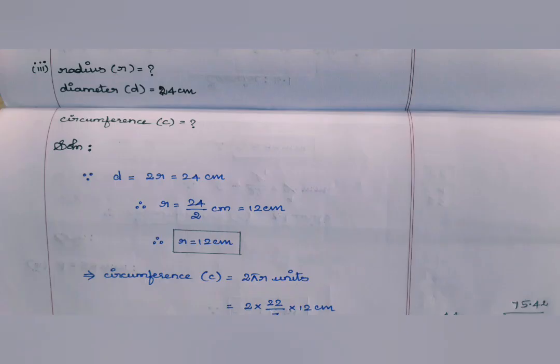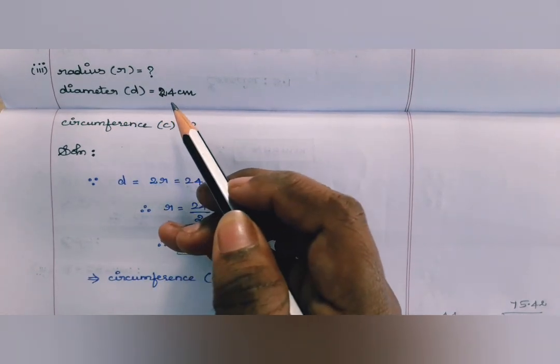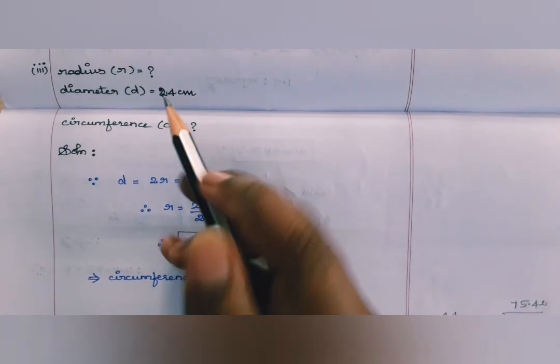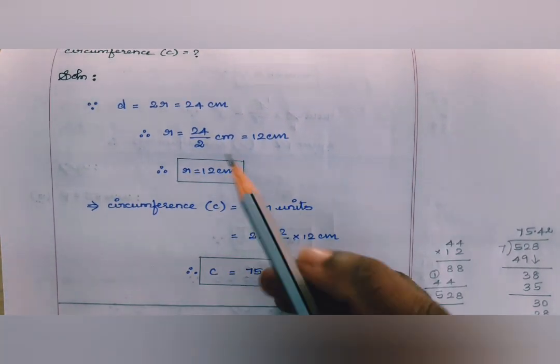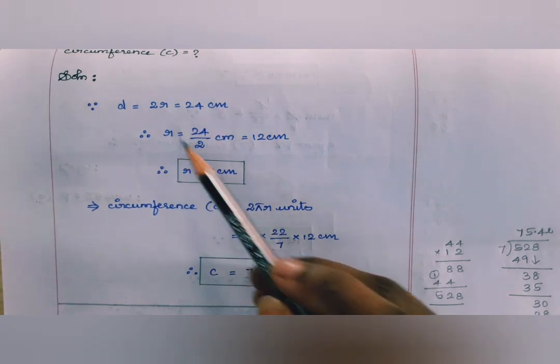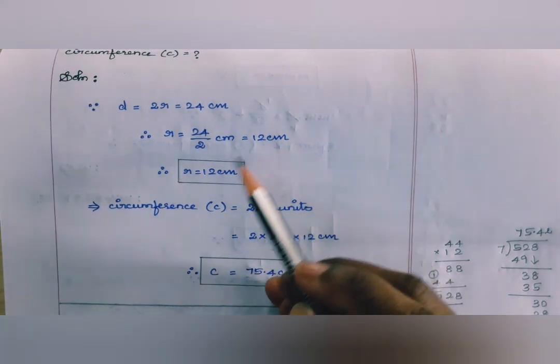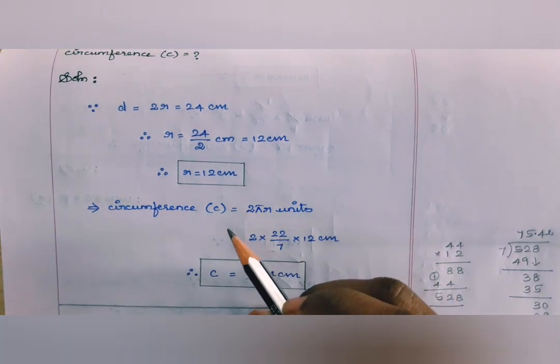Clear? Yes. Same way, third question, radius they don't give, diameter they have given as 24 centimeter, circumference we have to find. Solution, D is equal to, we know that 2 times R, which is equal to 24 centimeter. So R as it is, take 2 to the other side, becomes 12 centimeter. Therefore, R is equal to 12 centimeter. From this, we are going to find the circumference.